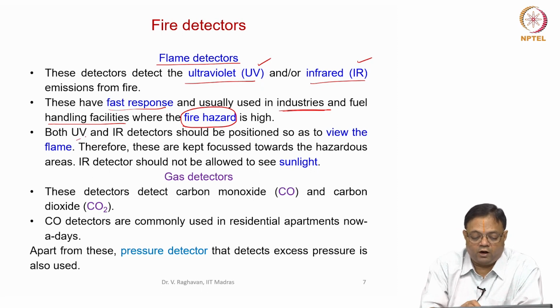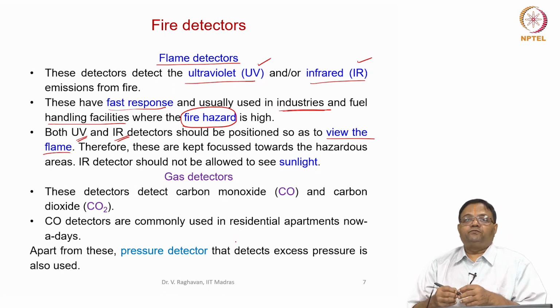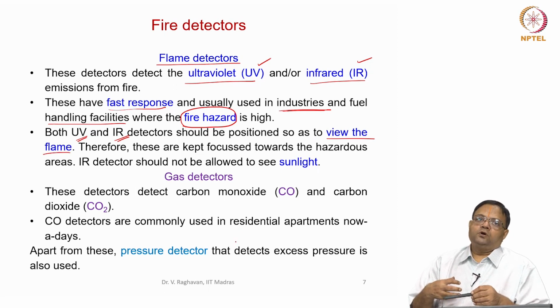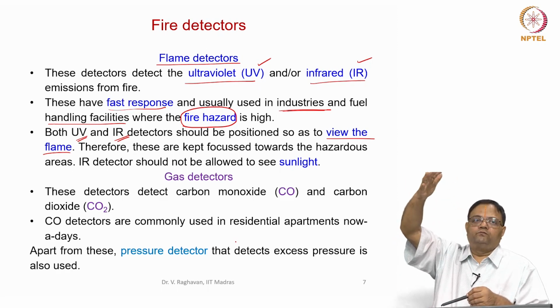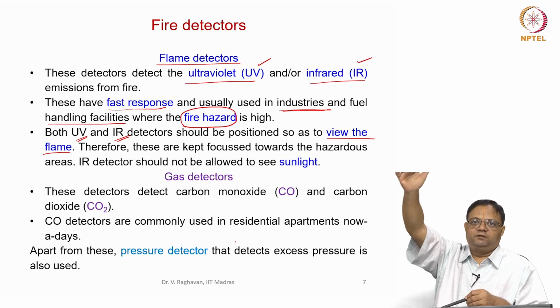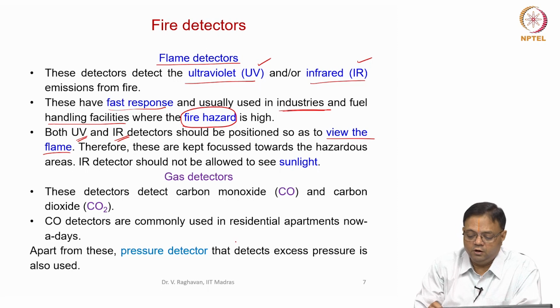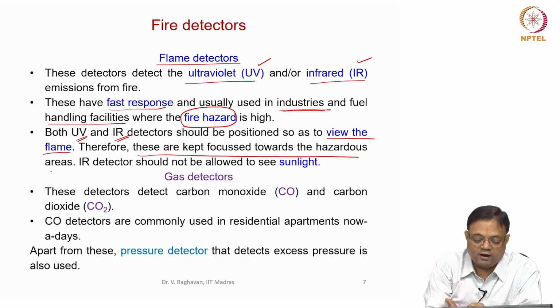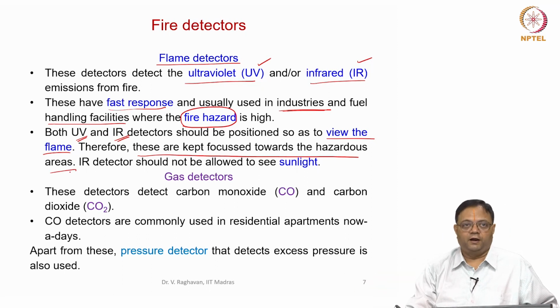Both UV (ultraviolet) based and infrared based detectors should be positioned so as to view the flame. That means if there is a smoke layer which is obstructing the viewing factor between the sensor and the flame, then it will not work. So, these are kept focused towards the hazardous areas where the probability of getting a flame is higher.